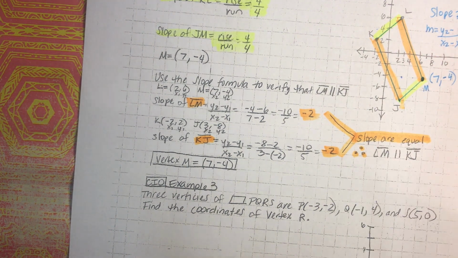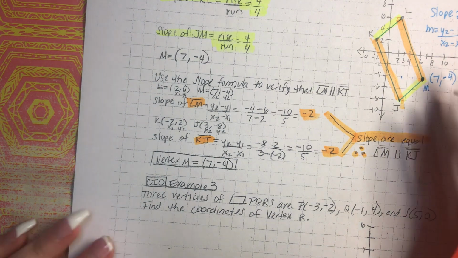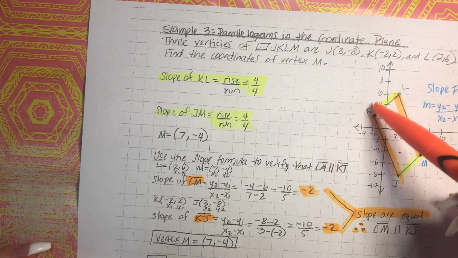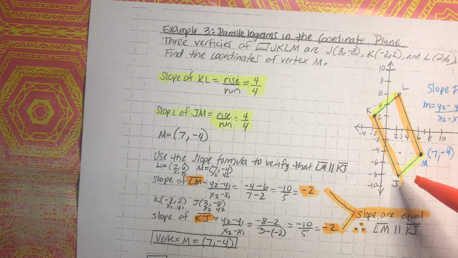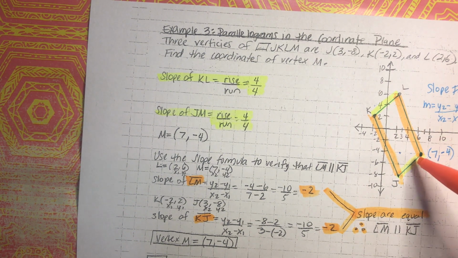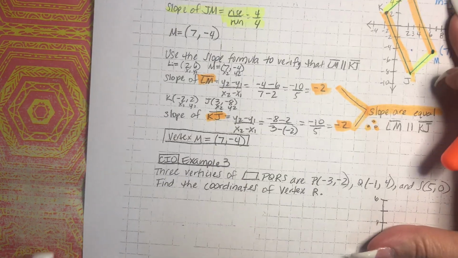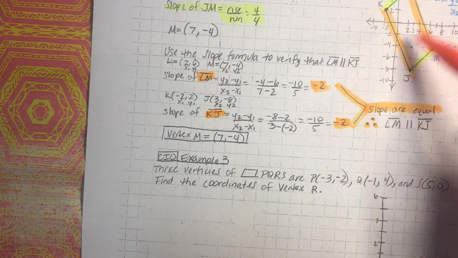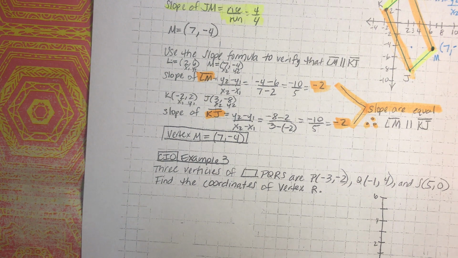We know that vertex is correct if those two lines are parallel. So for problems like example 3, you're going to use one side to figure out the slope, and then use that same slope to figure out where the point is. Then you're going to use the slope formula on the other 2 remaining sides to prove that it is the correct point.